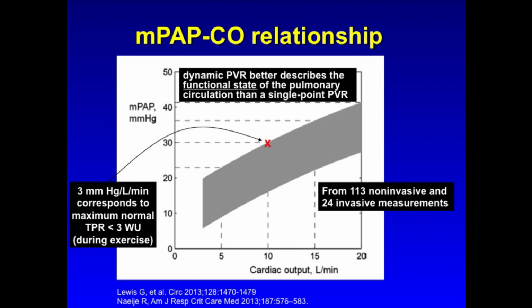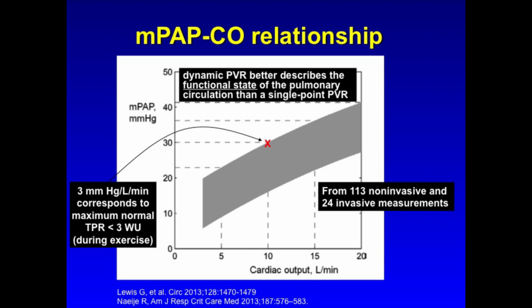So here's a plot of mean PA pressure and cardiac output. It turns out, from 113 non-invasive and 24 invasive measurements, that the dynamic PVR, the change in PVR, describes the functional state of the pulmonary circulation rather than just the PVR at rest or after one point of exercise. So you look at this point where we define a 3 millimeter per liter per minute increase, which corresponds to a maximal resistance of 3 Wood units in total pulmonary resistance during exercise. And that point is 30 divided by 10.